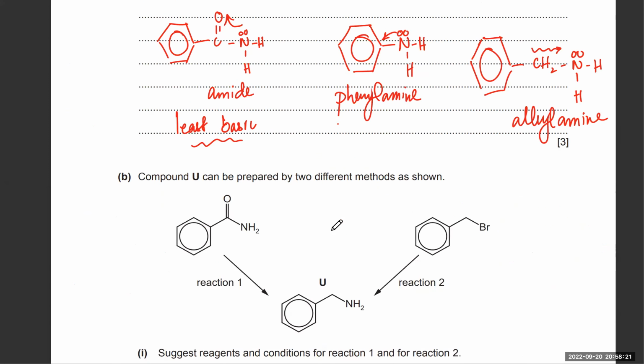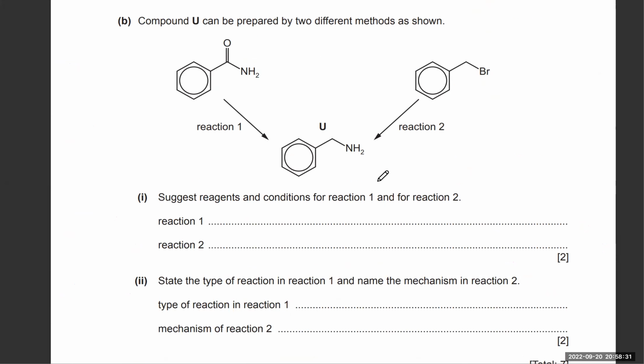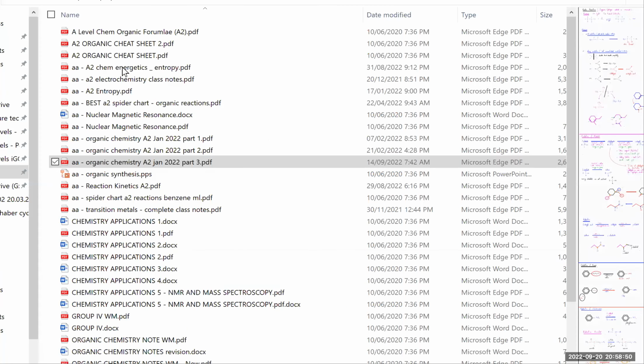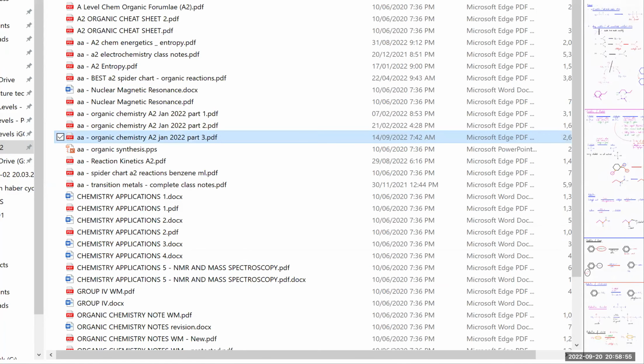Now the next one is, you've got this thing happening, suggest reagents and conditions for reaction 1 and 2. So this one is a halogen getting substituted by NH2. And it's getting substituted on the carbon chain, not on the benzene. This reaction over here has nothing to do with benzene. So what reaction is this? This is what you studied in AS. Let me open AS. That's halogenoalkanes.